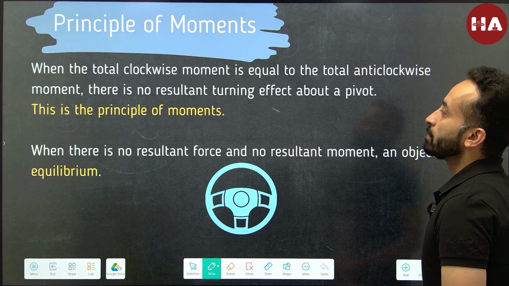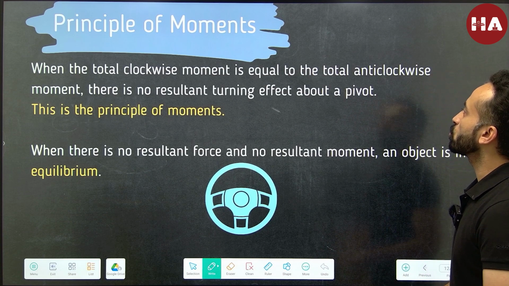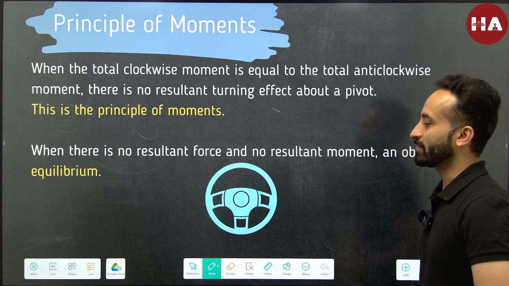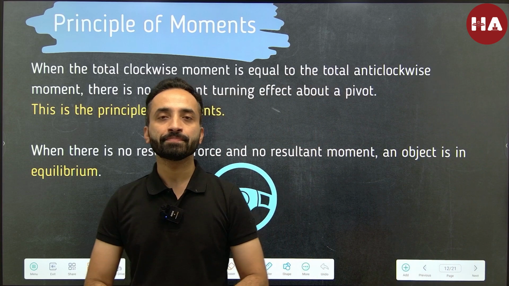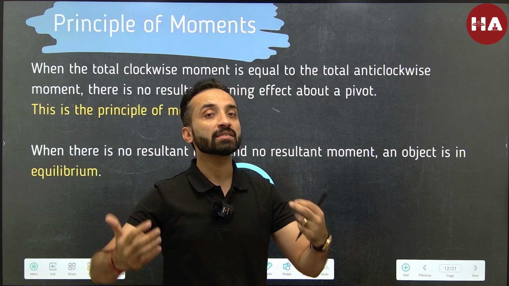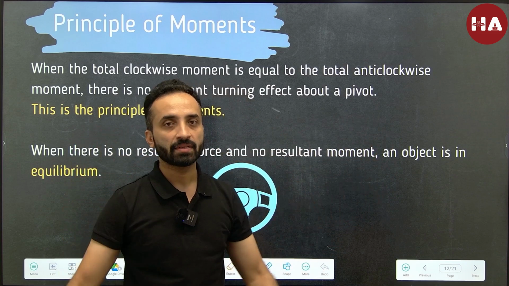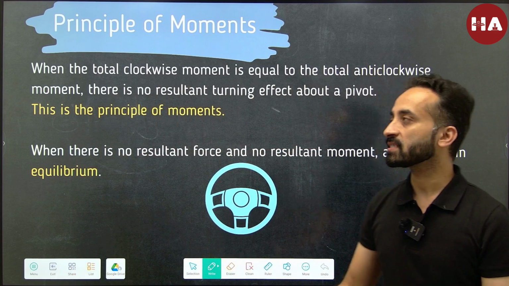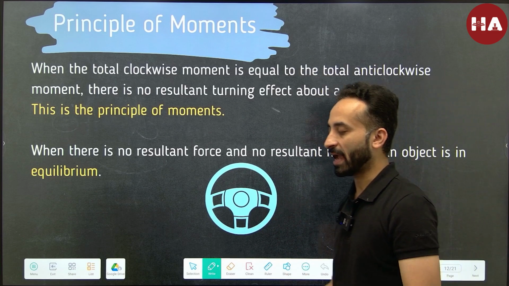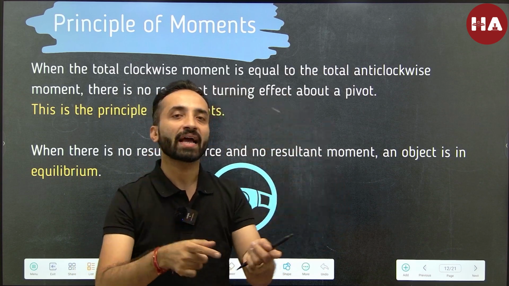Next, principle of moments. So when the total clockwise moment is equal to the total anti-clockwise moment, there is no resultant turning effect. It's just like when you say net force is 0, that doesn't mean that forces are not acting. It might be balancing. Same is here, that if we say something has no moment acting on it, then that might mean that two moments are cancelling out each other.